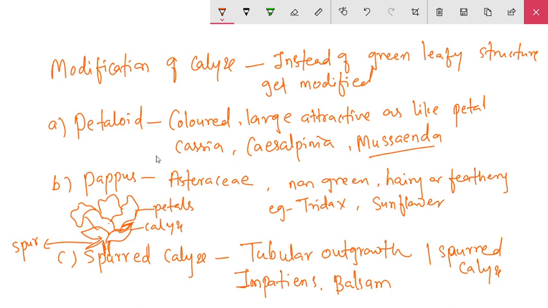So it may be petaloid. That means they become petal-like instead of the green leafy structure. Then they may be the pappus. Pappus means non-green, hairy or feathery structures that develop instead of the green leafy structures. Or sometimes they may be the spurred calyx. They show the tubular outgrowth. Okay, this tail-like structure, tubular outgrowth. So it is known as the spurred calyx. So there are three different types of modification. The petaloid, it becomes petal-like.